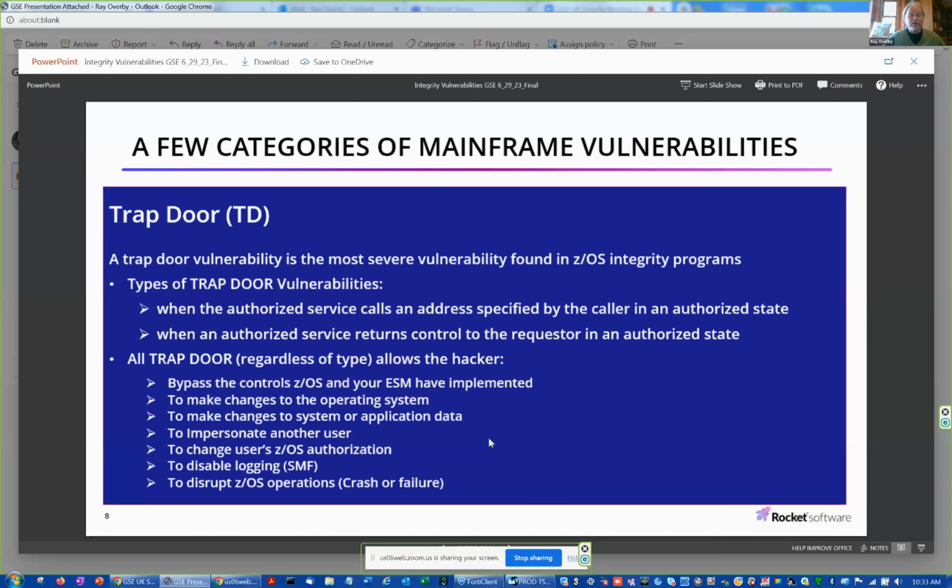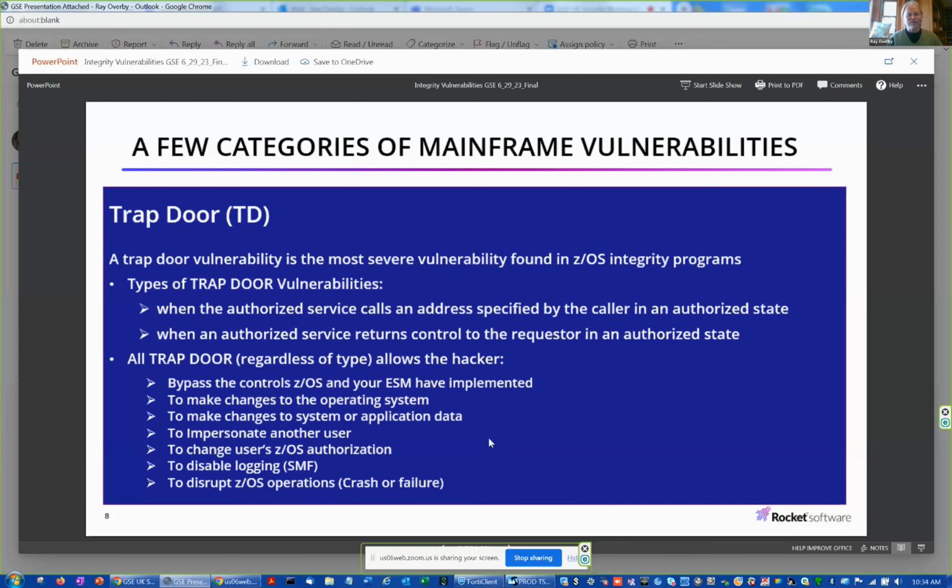Or you're in supervisor state, or you're in PSW keys 0 through 7, or the JSCB auth bit is set, right? So when we detect things like this, we categorize it as a trapdoor, and we have trapdoors 1, 2, 3. I don't know, I think lately we're up to about TD 11, right? We have that many of them. But the really cool thing is that now by having these classifications, we can talk about that, right?